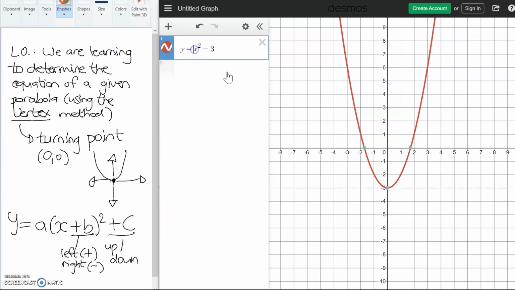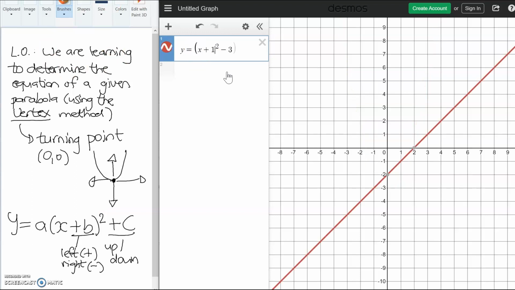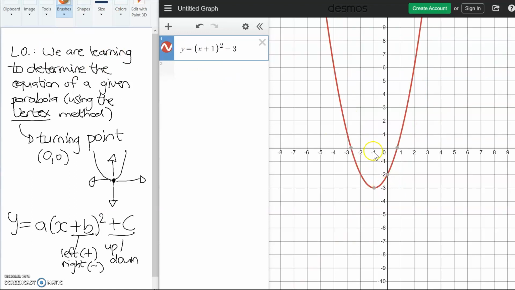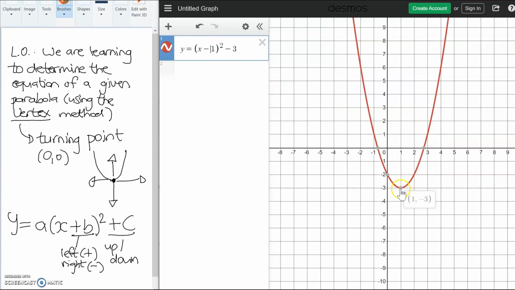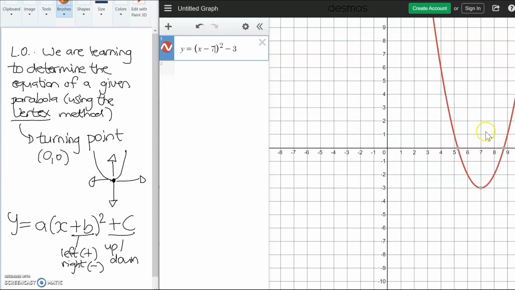Let's quickly get into an example with that. So I'll leave the -3 there, and I'll add a +1 in the brackets, and we can see the vertex has moved to -1, because the opposite of +1 is -1. And let's try -1, so that should go to +1, perfect. And let's try a bigger number, let's say -7, and we expect that to move to +7, because it's the opposite. And there you go, you can see that vertex is now at +7. So that moves it left or right, based on the opposite values.